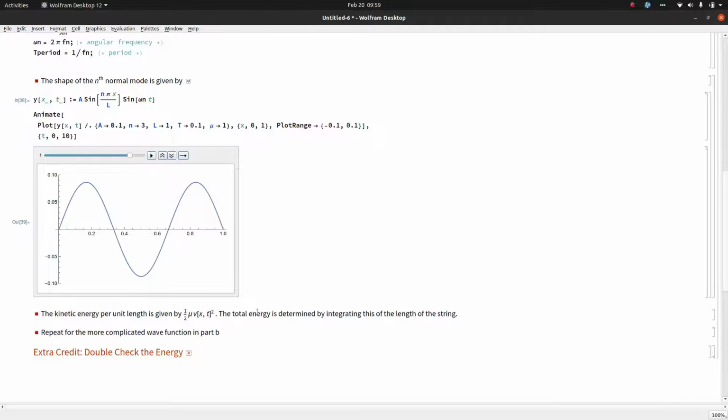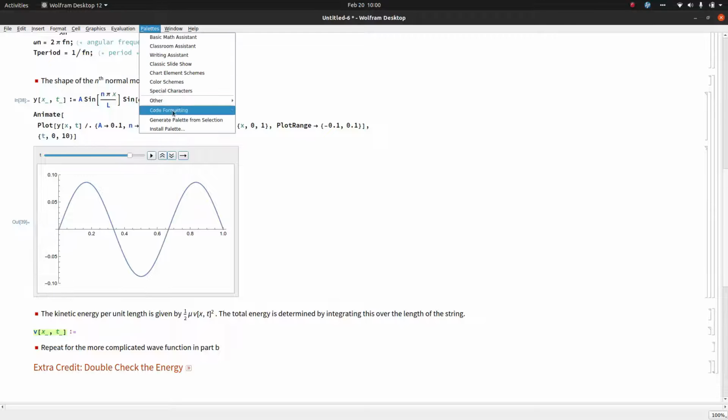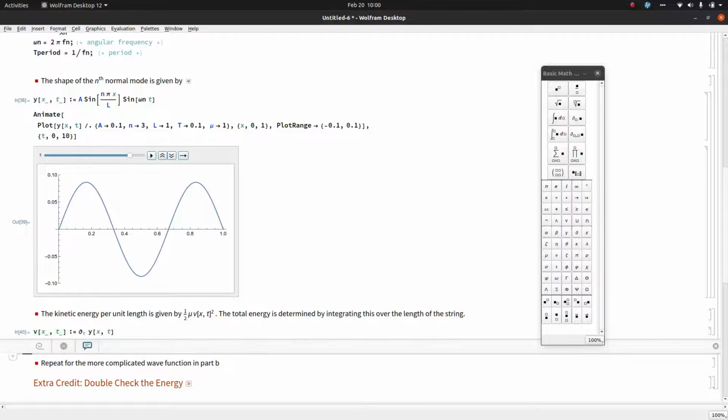The total energy is going to be determined by integrating over the length of the string. So let's go ahead and do that now. First thing I want to do is define the velocity of a point on the string. So I'm going to say v of x and t is equal to, let's actually pull out an input palette here to make life a little bit easier. It's going to be equal to the time derivative, so I'm going to take a derivative with respect to t, of this y of x and t that I've already defined. So I'm going to go ahead and do that. We've now defined our velocity.